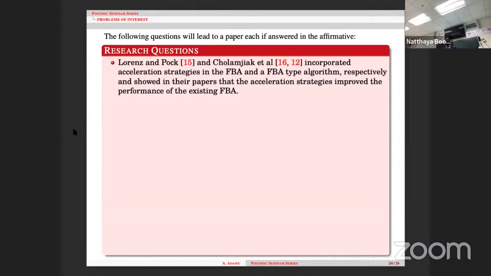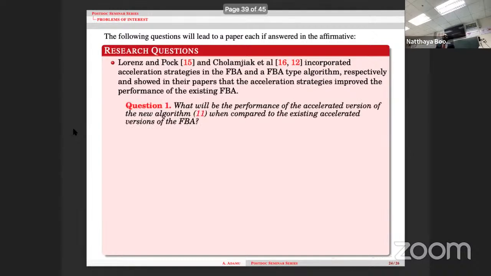The following are interesting questions, which if one can answer them, will lead to research. In the literature, Lorenz and Pock, and Kolamziak et al. incorporated acceleration strategies. By acceleration strategies here, I mean either the inertial extrapolation, adding the inertial extrapolation term, or using a relaxation acceleration strategy. They incorporated these acceleration strategies in the forward-backward algorithm and the forward-backward type algorithm, respectively, and showed in their papers that these acceleration strategies improve the performance of the existing forward-backward algorithm. A good question to answer will be, what will be the performance of the accelerated version of the new algorithm 11, which we just introduced, in comparison with these ones in the literature?